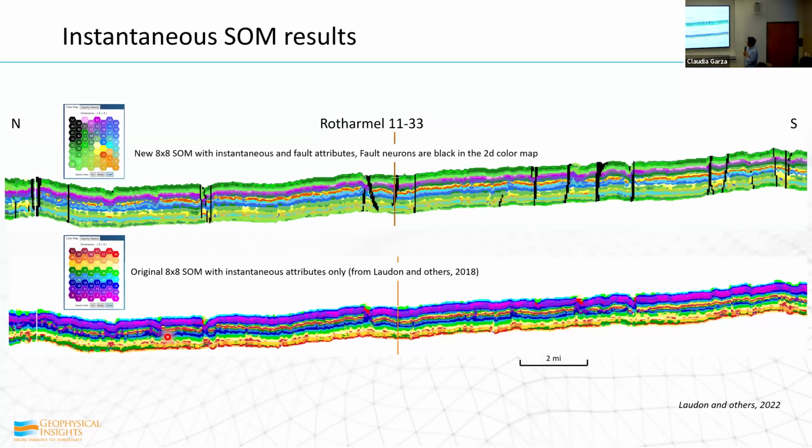And this is another example that my colleague Carrie and I worked on, generating the stratigraphic result with a fault result shown here. Note that we make our fault neuron black to make it easy to see, and also preserve all our stratigraphic results as these colorful neurons. So the lower one is the one without the fault probability. The upper one is the SOM with the fault.